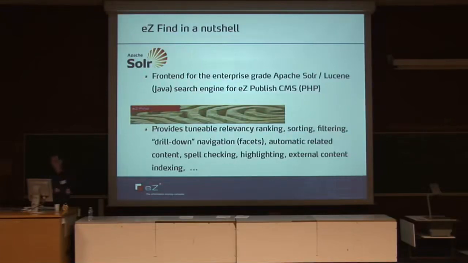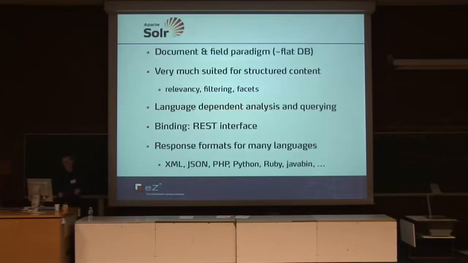It provides basically all the features that you may want from a search engine, like tunable relevancy ranking, sorting, filtering, drill-down navigation, like facets, which is used on more and more sites and which really helps a user to find quickly what he wants. It also provides heuristics for providing automatic related content. It provides spell checking, highlighting of keywords, as well as some mechanisms for external content indexing.